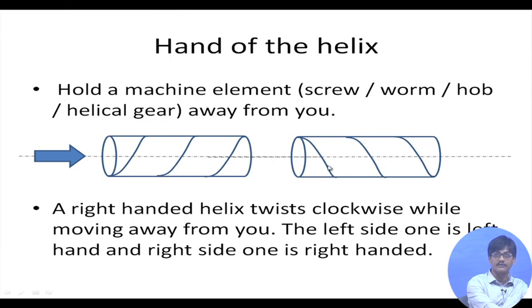What about this one? This one is rotating clockwise while moving away from you, so this must be right-handed. So the left side one is left-handed and the right side one is right-handed, and they cannot be mutually changeable. If you put it the other way around, it does not become right-handed. No. So this one is right hand, this one is left hand helix.